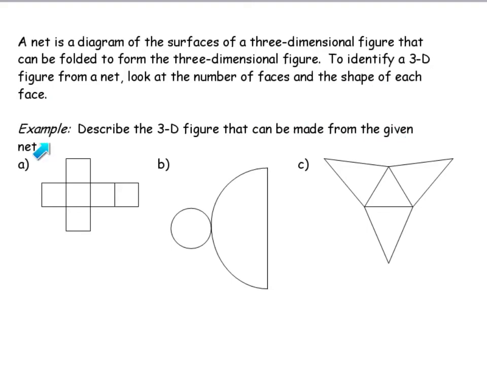If you look at A, this is your net. So when I fold it up to capture the image, I hope you see that each is a square, and there's 6 of them, so this would have to be a cube.